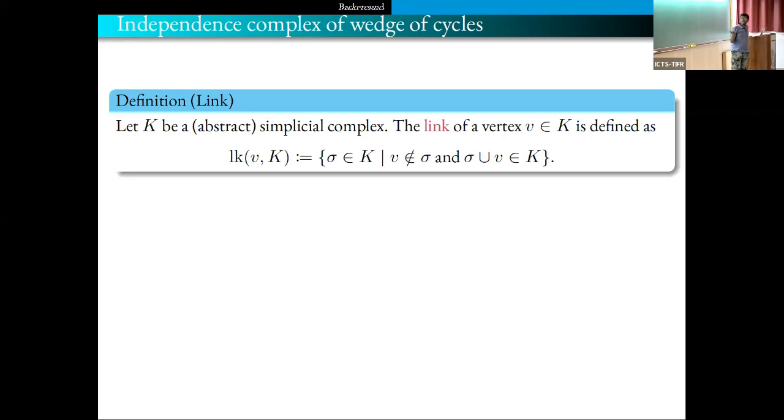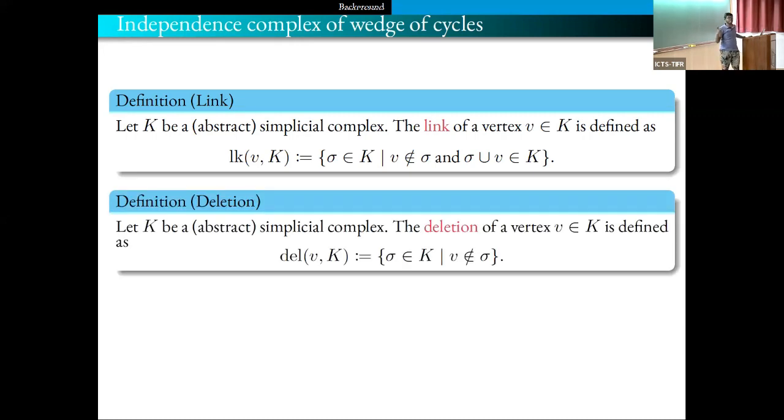One is called link and one is called deletion, and they are not concepts of graphs, they are concepts of complexes. So the link is defined as the set of all sigma in K such that sigma does not contain V and sigma union V is in K. And the deletion is defined as the set of all sigma in K such that V is not in sigma.